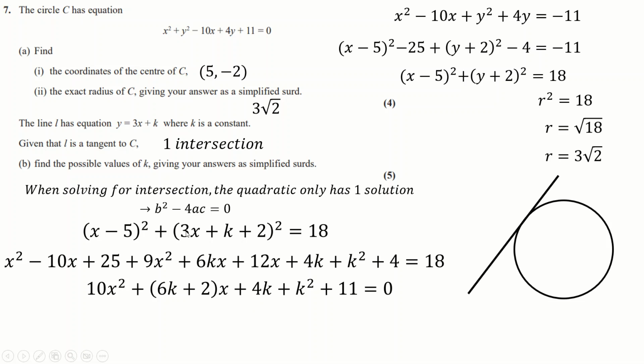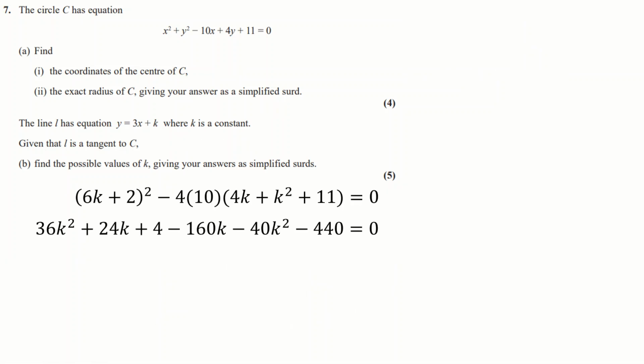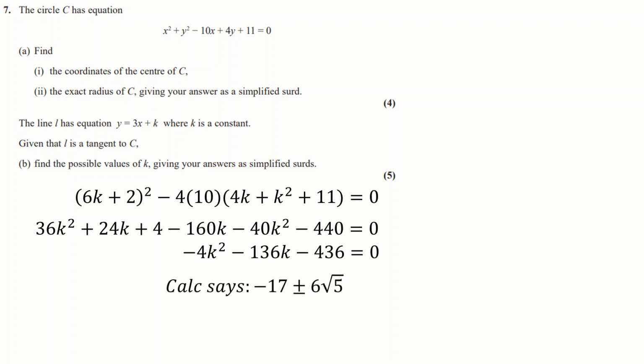So b squared minus 4ac is 0. So this thing squared minus 4 times 10 times all of this is 0. And we just evaluate that. We expand everything out again, we tidy everything up, and then we type that into a calculator in the quadratic solver program, and we get this as our answer.